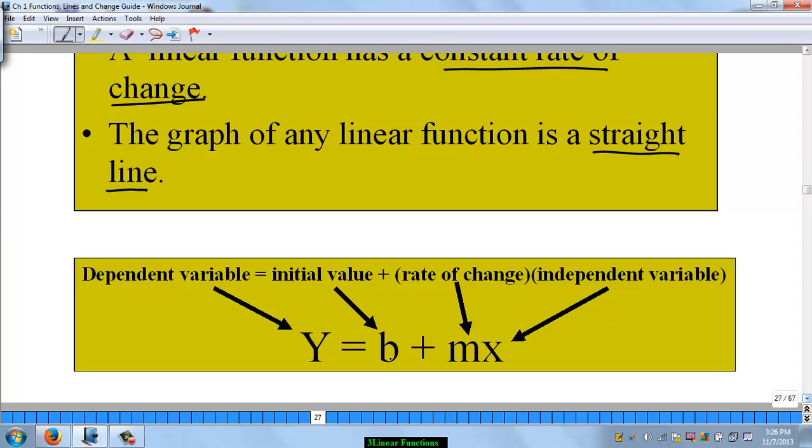My initial value is b, or my beginning, or y-intercept, you can call it that, but your initial value is where you're starting from. My rate of change, of course, is my slope. X is my independent variable, and y is my dependent, so the x and y stand for a lot of xy points on your line.